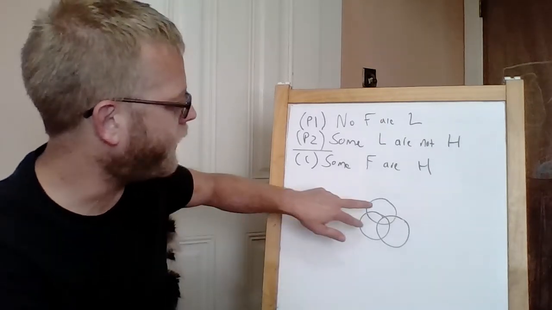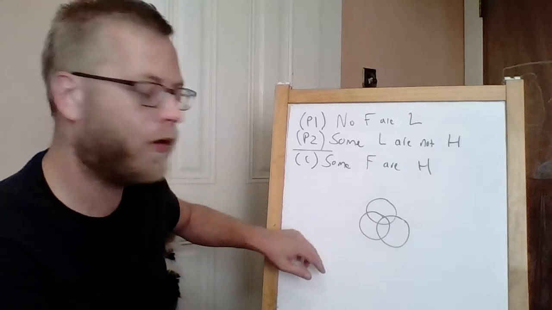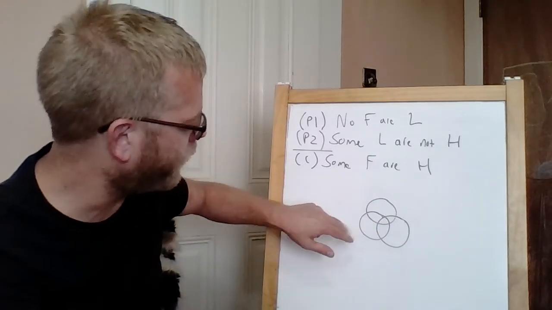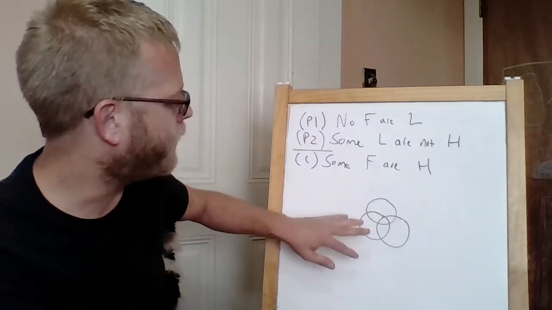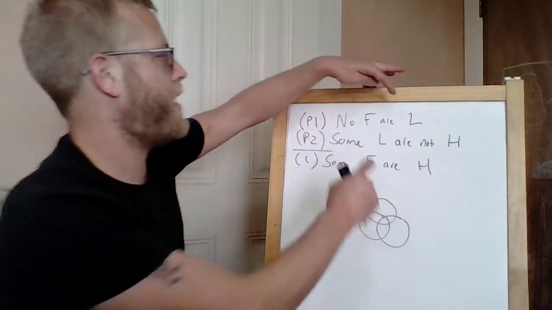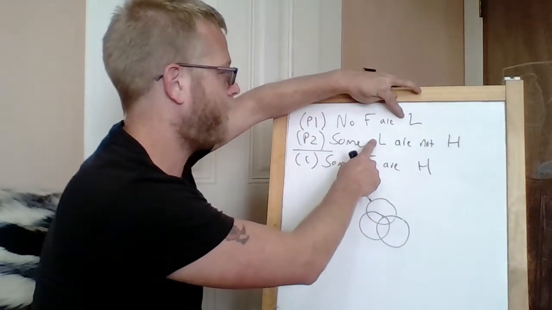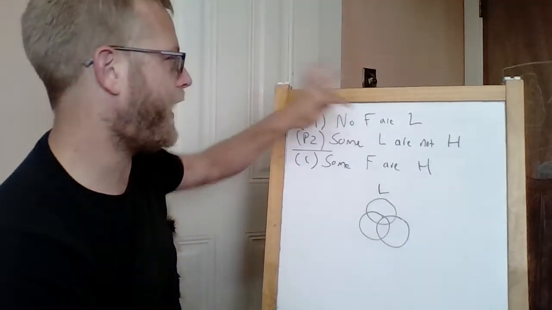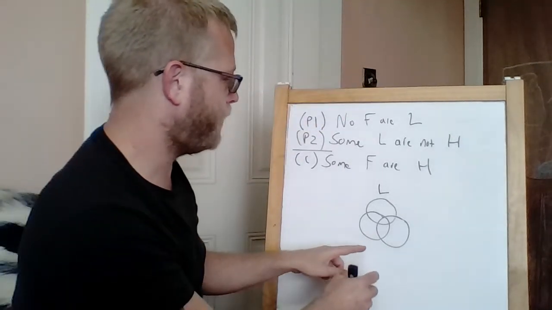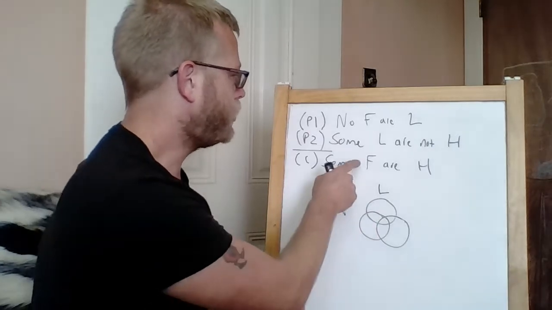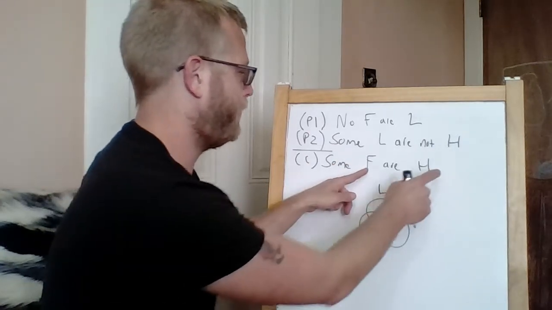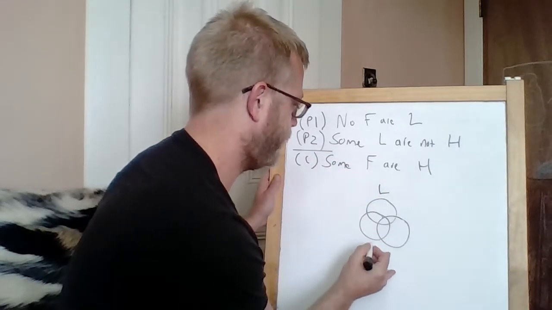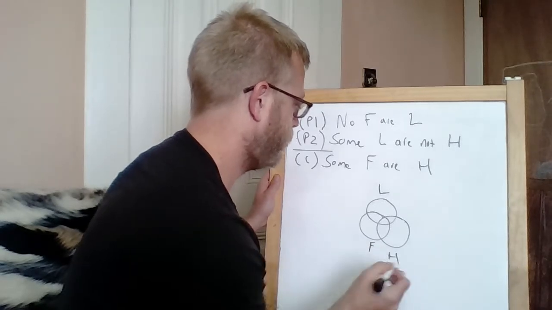First, we need to label the circles. They each need to be labeled appropriately according to their group. To keep it consistent, what we always do is find the middle term, what both of the premises have in common, and put it in the middle top circle. That's L. And then to figure out where the F and the H go, just look at the conclusion. F, H. Okay.